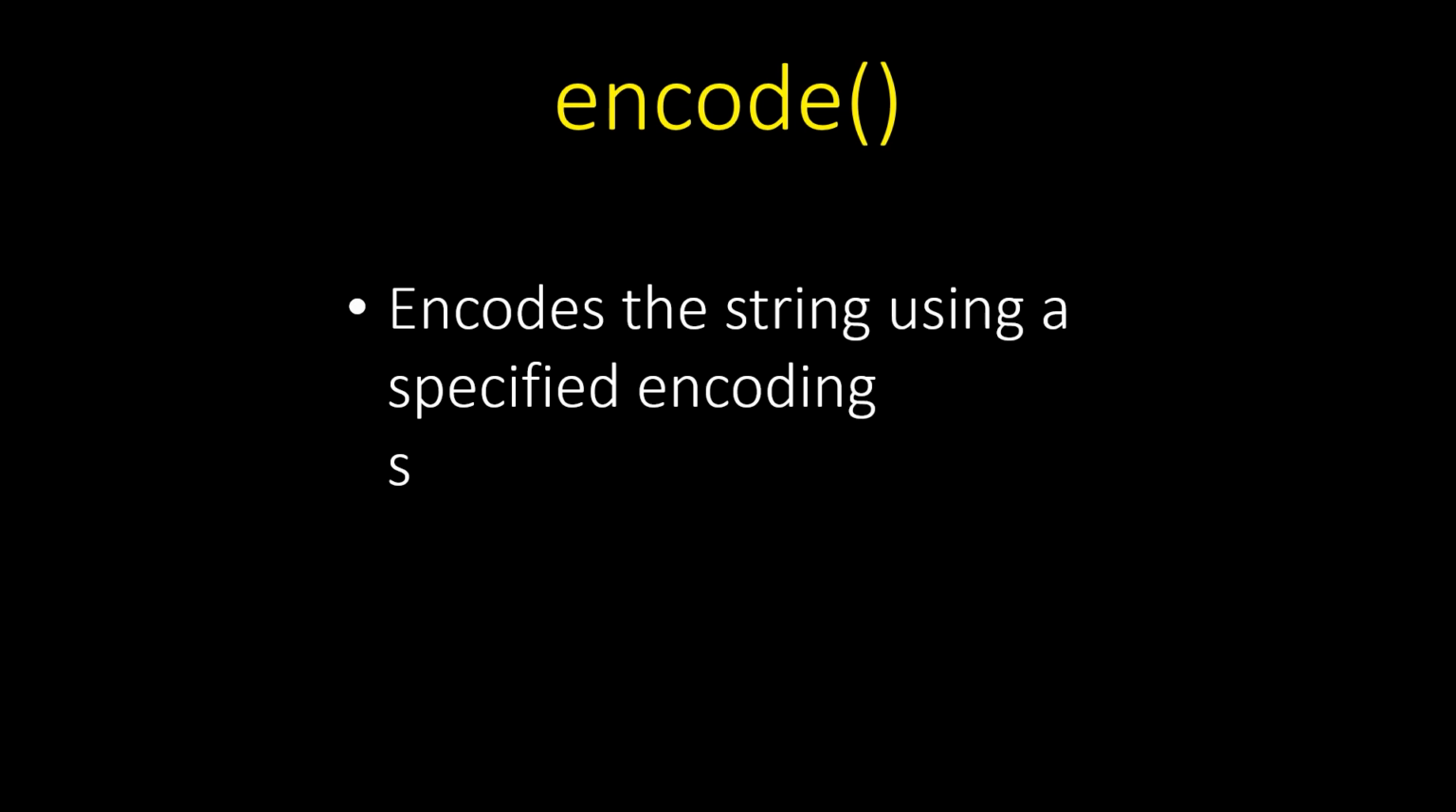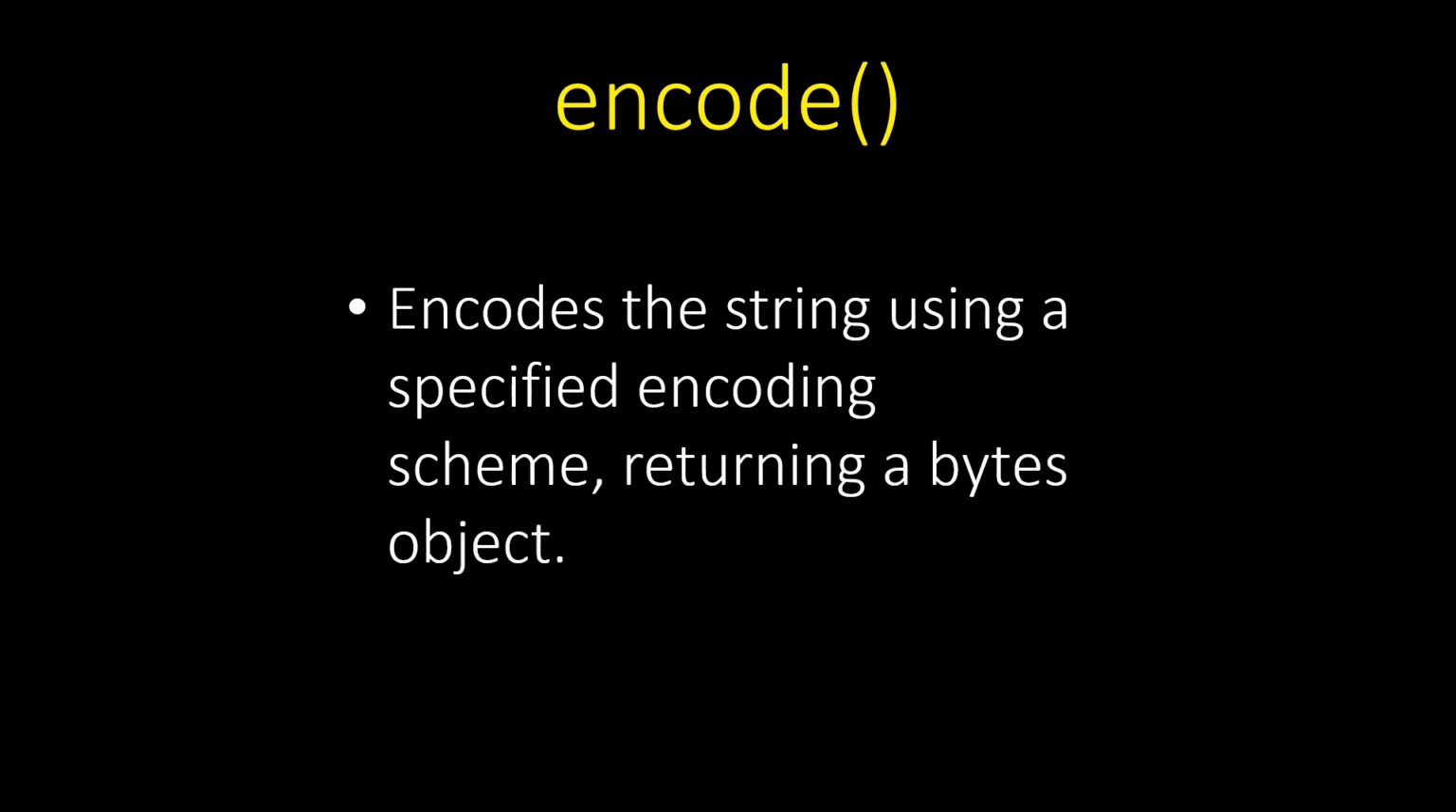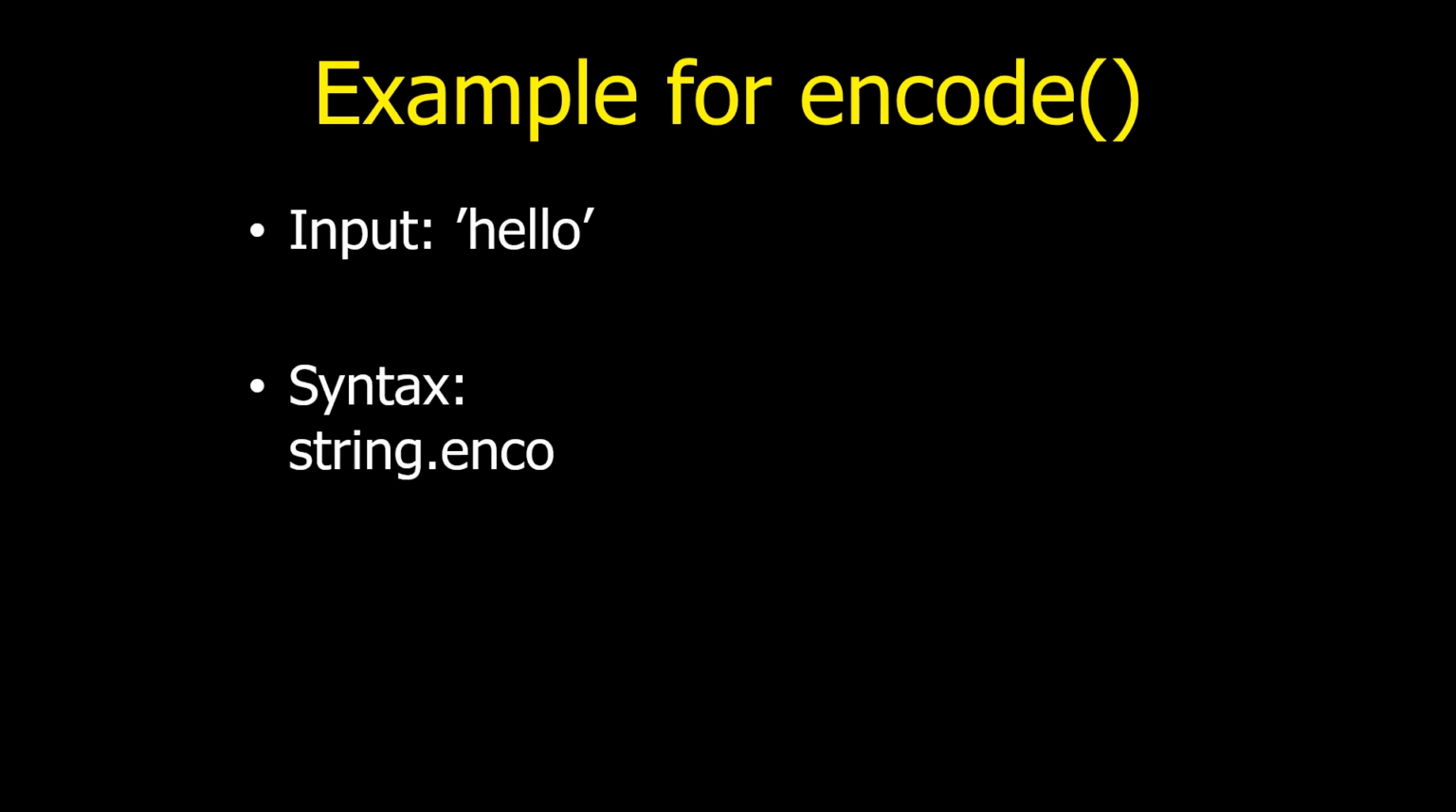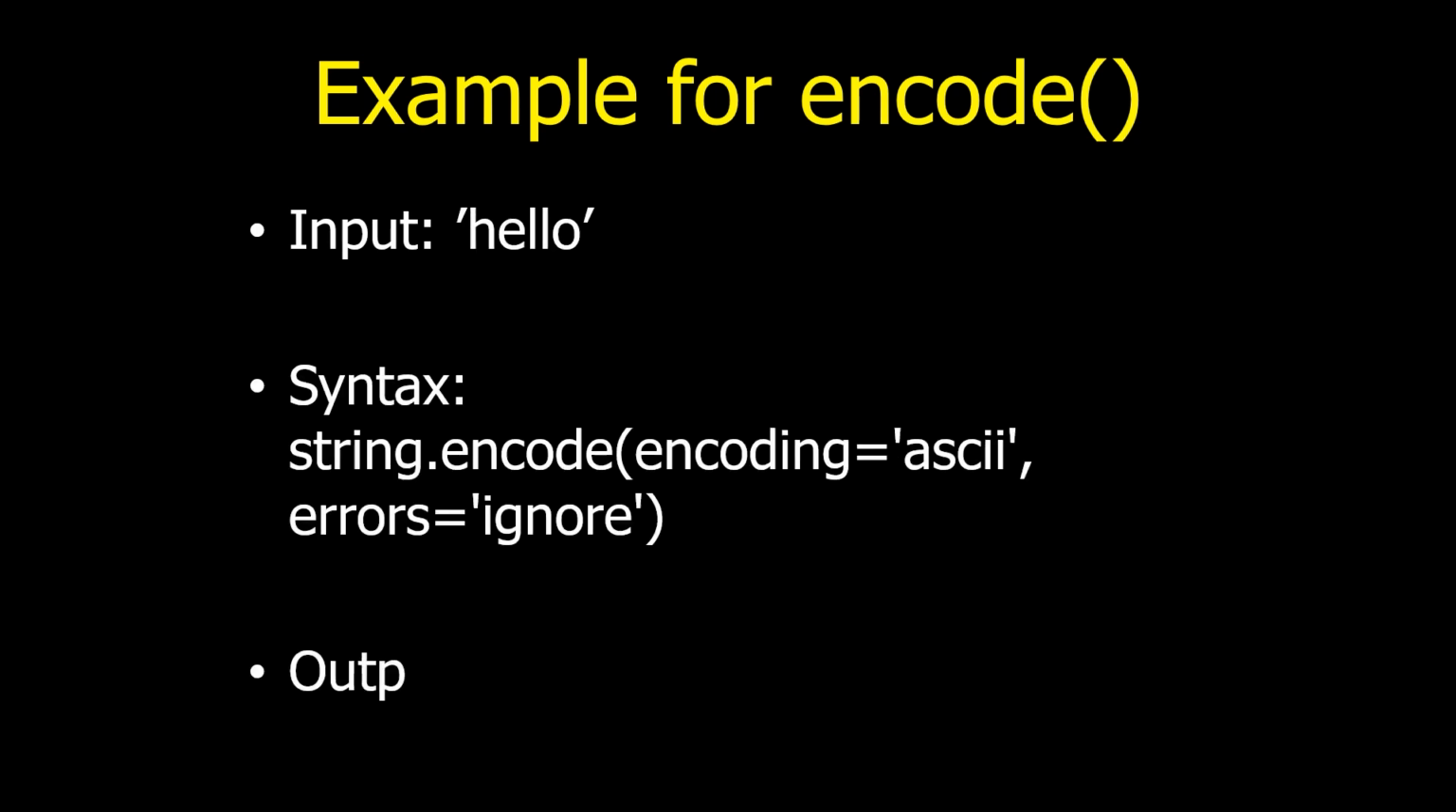We'll commence with the encode method. If you've ever needed to convert a string into bytes, this is your tool. Take the string "hello". Encoding it with the ASCII format results in a bytes object, displayed as b'hello'.